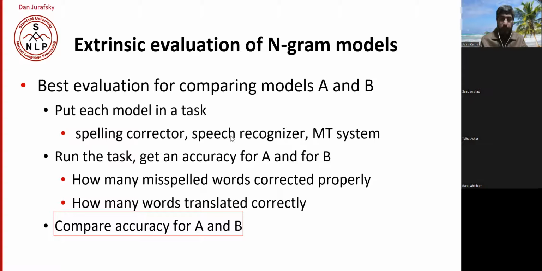Extrinsic evaluation oftentimes is difficult and also time consuming. Why is it time consuming? Because we have to run the task for each language model and then evaluate the language model. Maybe you are using the language model for some other task as well, not just for that task. So you would like your language model to be good in general, not just for that particular task, but for all possible tasks that you might want to use in the future.